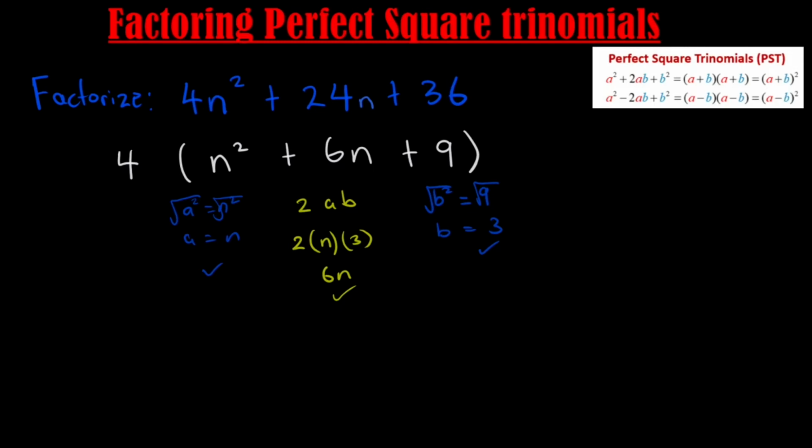So we see that all three criteria are met, therefore we can go ahead and conclude that this is a perfect square trinomial, and we can factor it: open bracket, a, which is n, plus b, which is 3, all squared. And don't forget to put your 4 that you factored out here. So it'll be 4 bracket n plus 3 all squared.